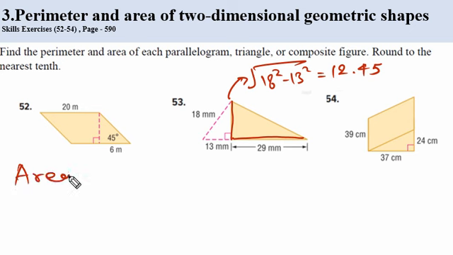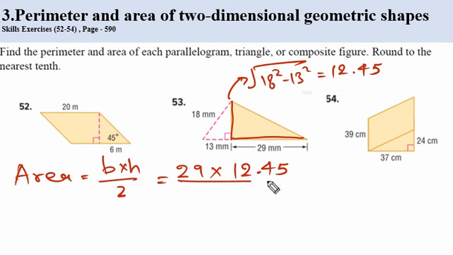Now we will find the area of the triangle. That is very easy. Area of a triangle is base multiply height divide by 2. The base is 29. The height is 12.45. So 29 multiply 12.45, divide by 2. So this is giving us 180.525, so 180.5 millimeter square. That is your answer.